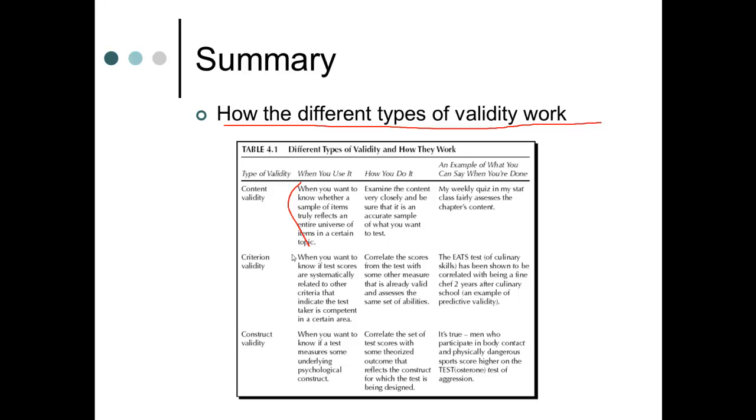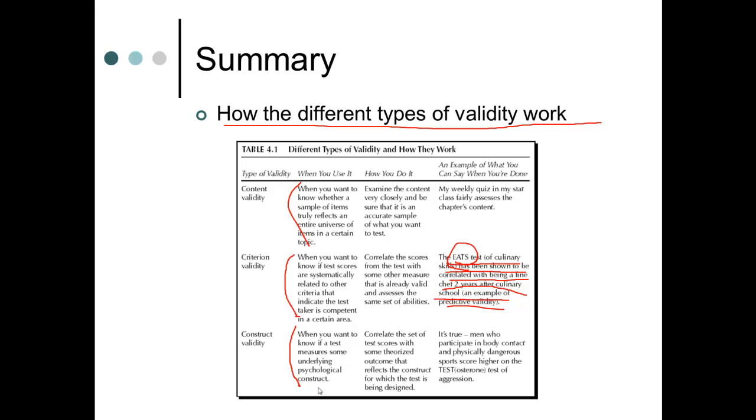Now, criterion validity. The EATS test of culinary skills has been shown to be correlated with being a fine chef 2 years after culinary school. All right. You do well on this EATS test, and I couldn't tell you what it covers, but if you pass that test, chances are you're going to be a successful chef. You've got some predictive ability to it.